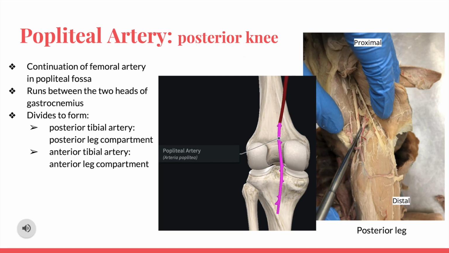The popliteal artery is a continuation of the femoral artery. The popliteal fossa, which is the area in the back of the knee, contains the popliteal artery, which runs between the two heads of the gastrocnemius and branches into the posterior and anterior tibial artery. The image on the right shows the popliteal artery, which is deep in the posterior knee.